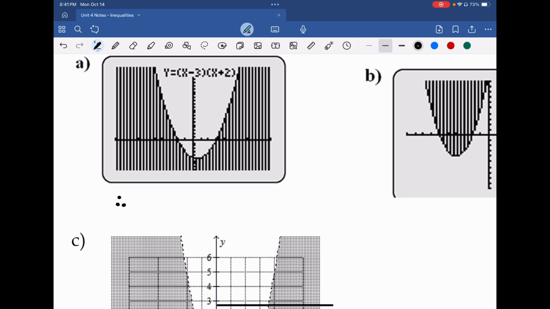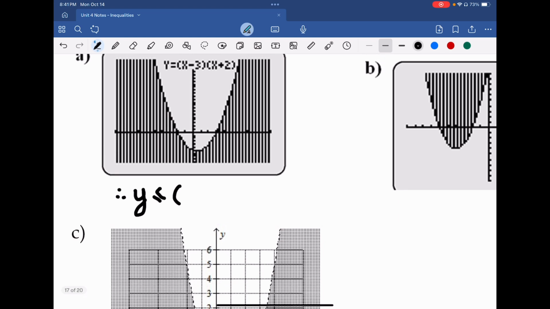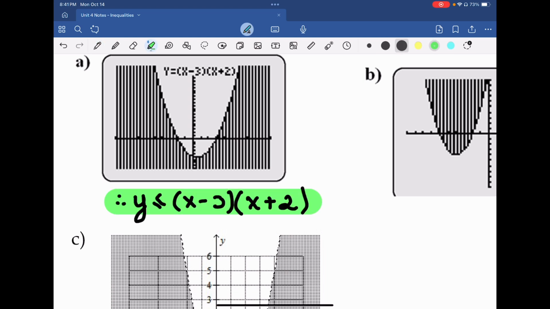And in this graph, what we need to realize is: where is the shading? It's all below that line that represents the boundary line. So if it's all below, this means that it's going to be y is less than or equal to, because it's a solid line. Starting with our first x-intercept, it was x minus 3, and then our second one was x plus 2. There is the overall inequality that represents this shaded region.